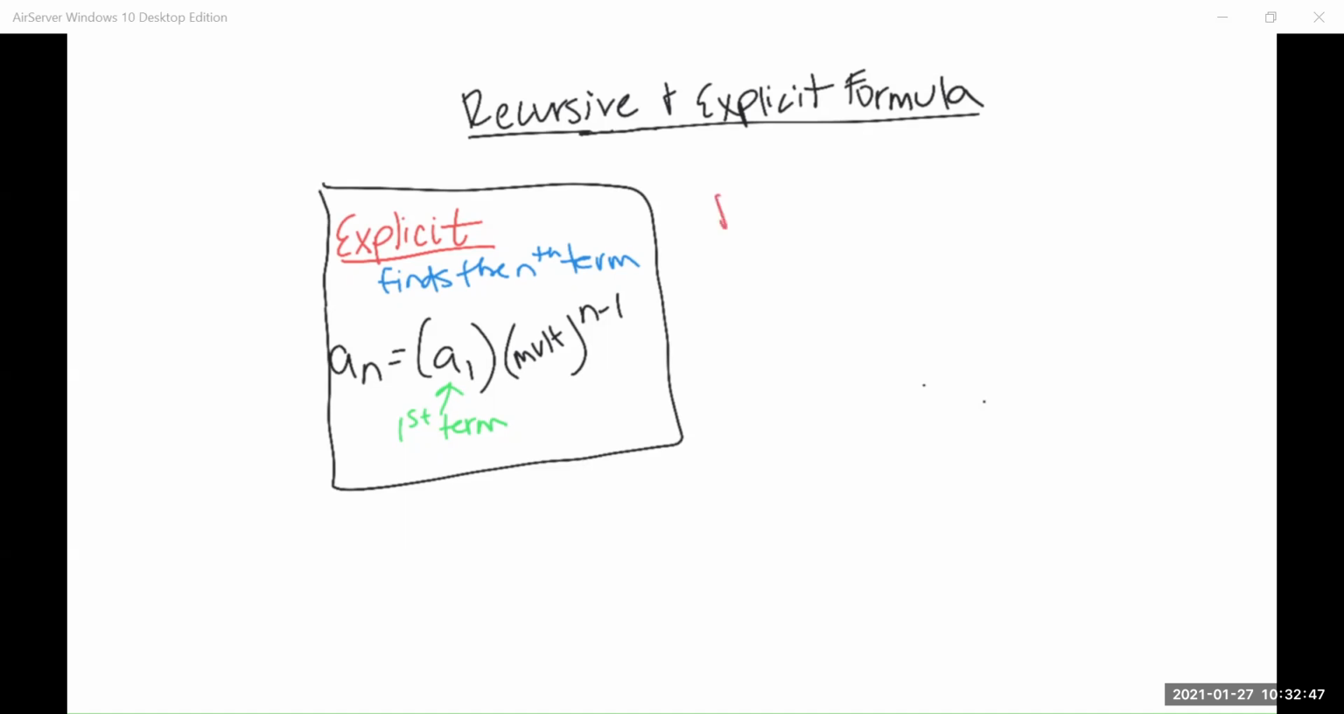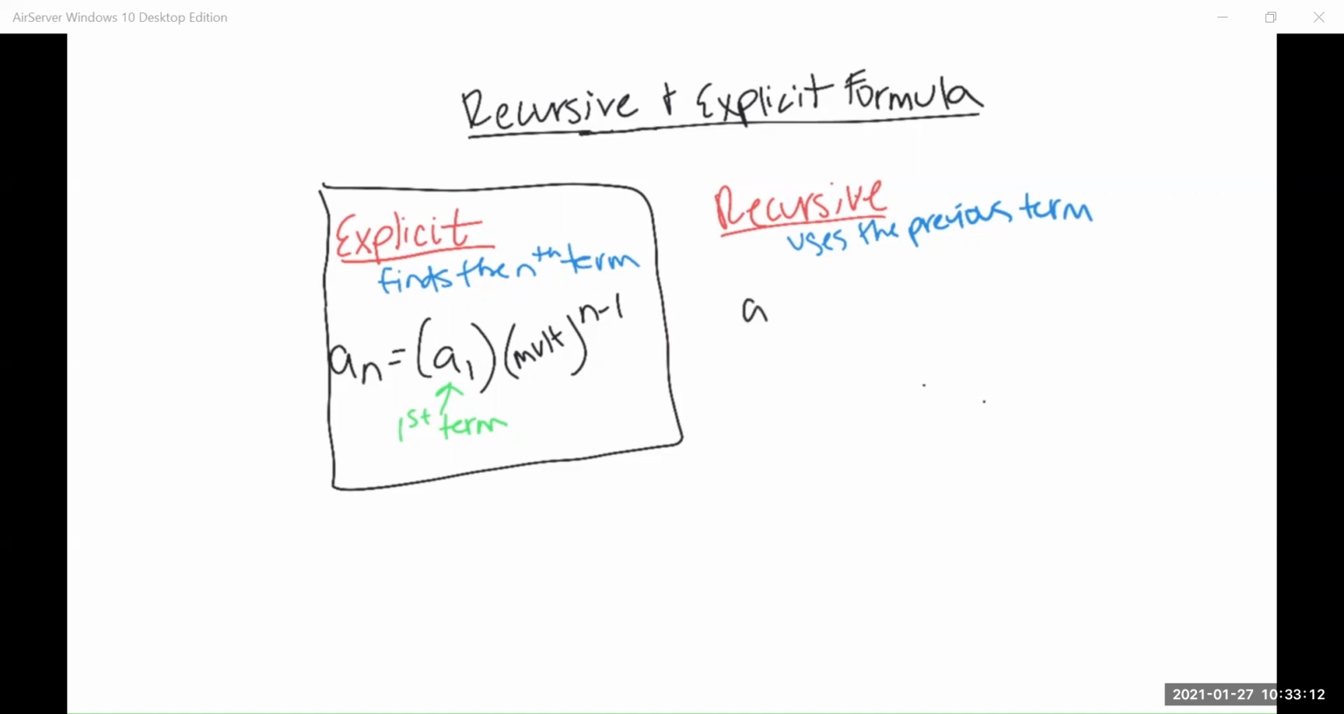So recursive, think about cursive, okay? What is cursive? Cursive connects each letter together. So a recursive formula uses the previous term to get to the next term. So it has two parts.